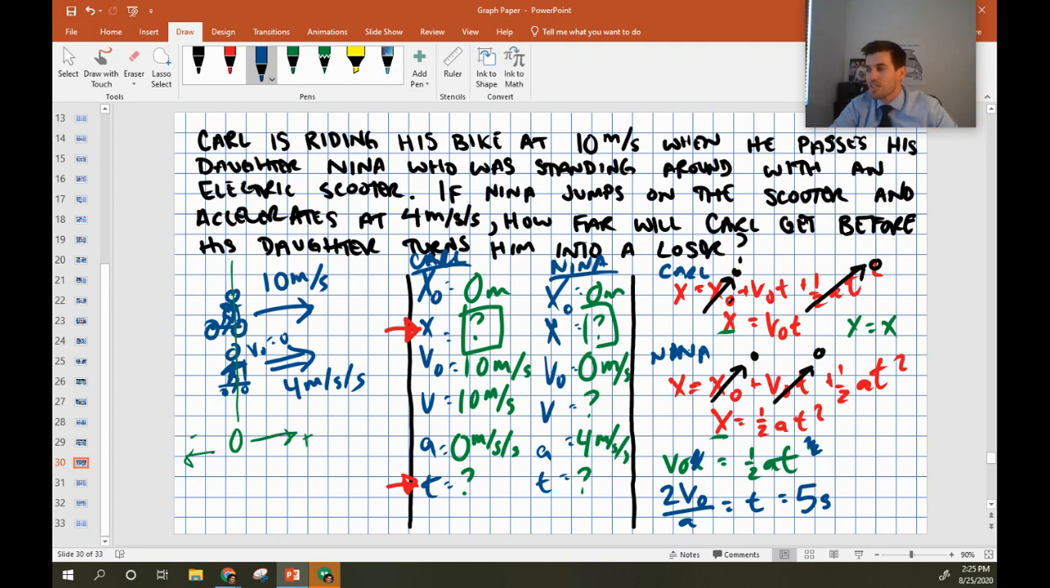Okay, if we know it takes 5 seconds, now we just have to go back to one of the equations and plug it in. I'm going to plug it into the first equation here. The x equals 10 for the velocity times 5, and that's 50 meters. So it took 5 seconds, and we figured out that the 50-meter mark is where Nina catches him.